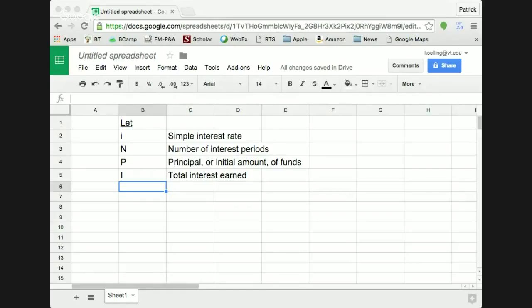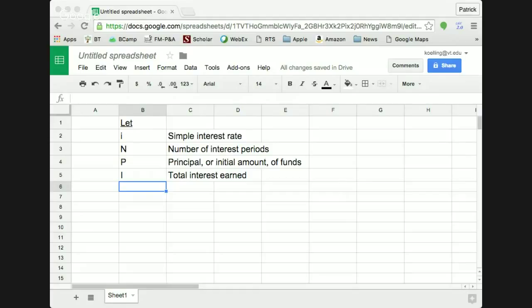There you should see on your screen a Google Sheet. And let little i be the simple interest rate. Capital N is the number of interest periods. Capital P is the principal, or the initial amount of funds that we have. And capital I is the total interest earned. Well, there's a very simple relationship.